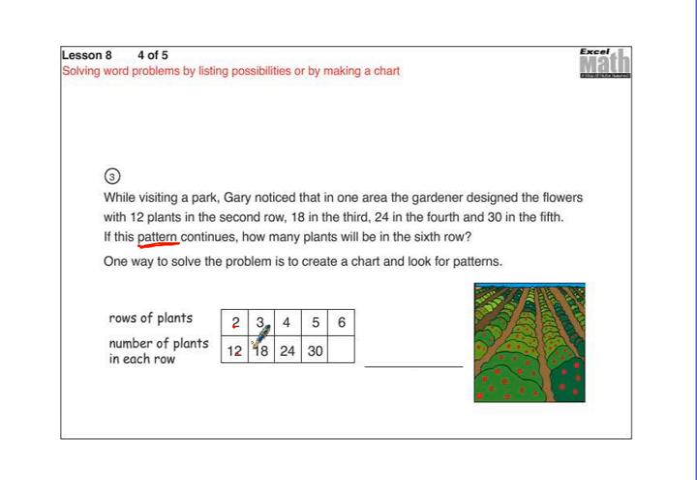So row 2 had 12, row 3 18, 24, 30. You can see that these are counting by what? Well, you should have said 6. So also 4 times 6 is 24, 5 times 6 is 30. So what would go in here? Go ahead and fill that in. 36 plants. All right, let's move on.